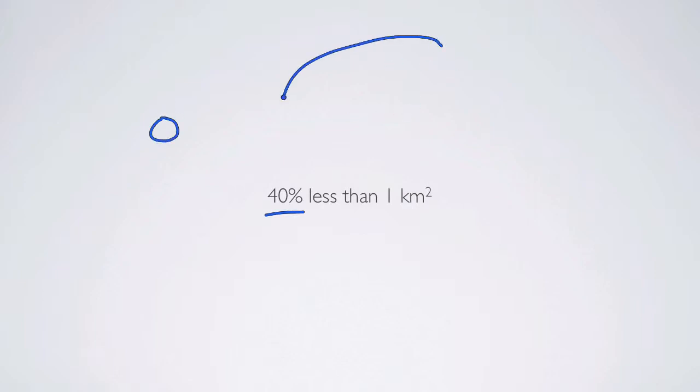So we have to think about differences in shallow versus deep lakes. Now it's somewhere on the order of 40% of all the lake surface area that is less than a kilometer squared. So almost half of the lakes in the world are actually pretty small. The rest tend to be larger lakes. So understanding small shallow lakes versus large or potentially deep lakes is almost equally important on a global scale.